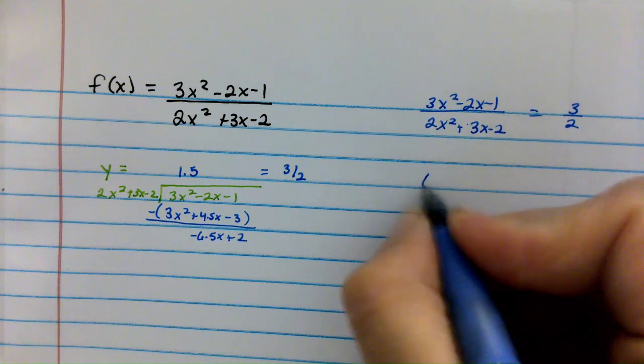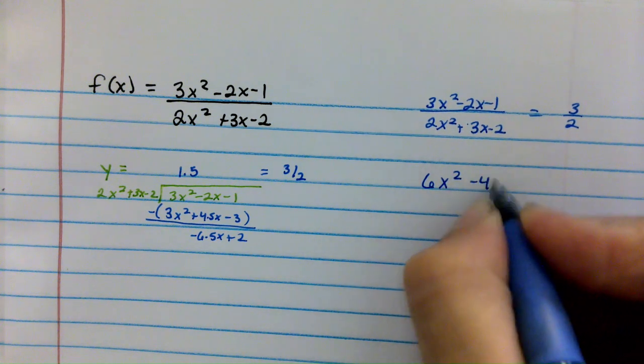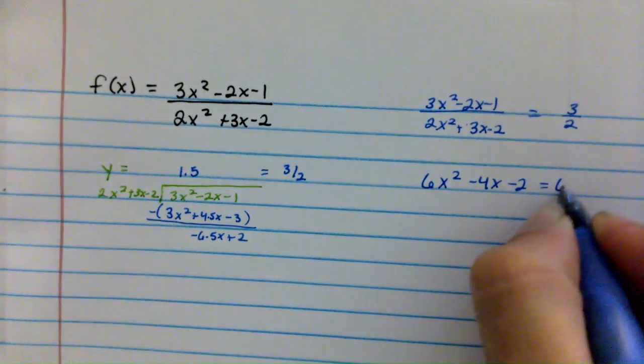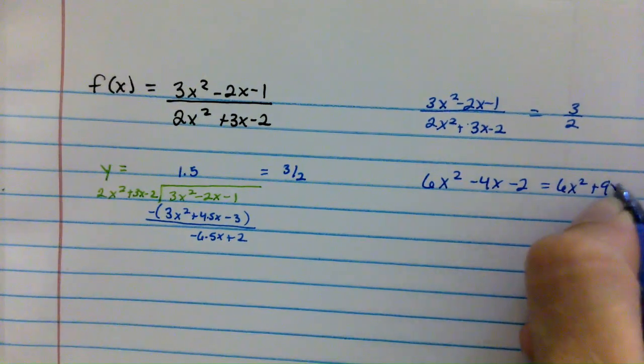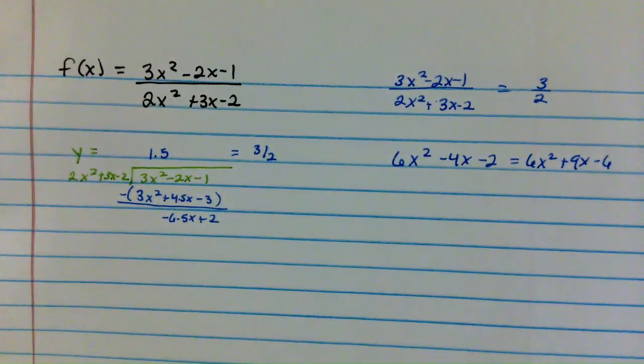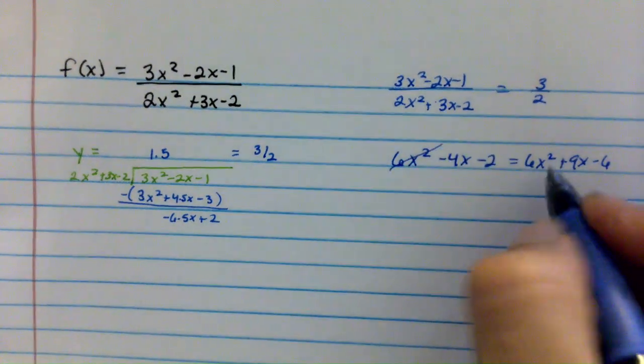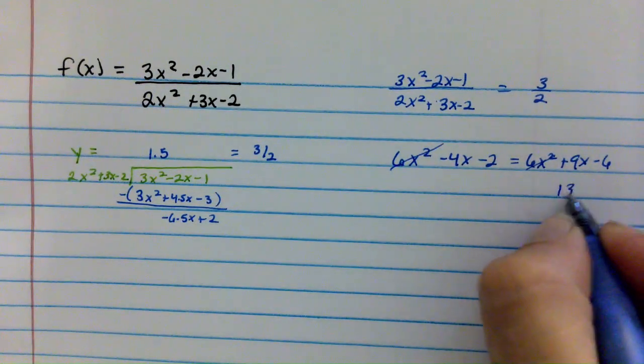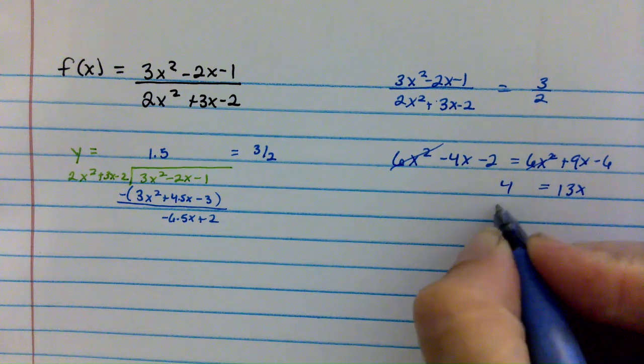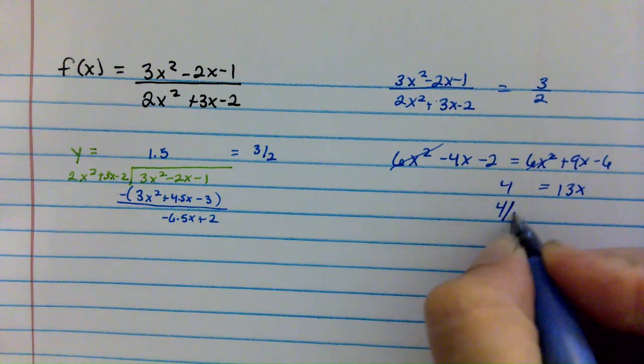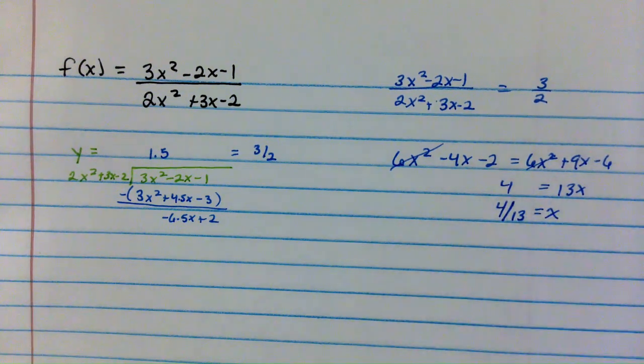Cross product. 6x squared minus 4x minus 2 equals 6x squared plus 9x minus 6. The quadratic parts are going to cancel, so that's going to give us 13x equals 4. So yes, it will cross our horizontal asymptote when x is 4/13.